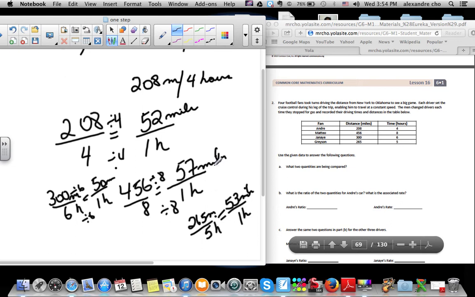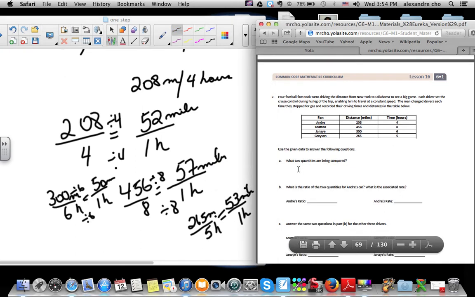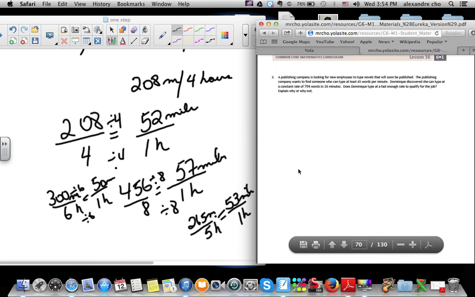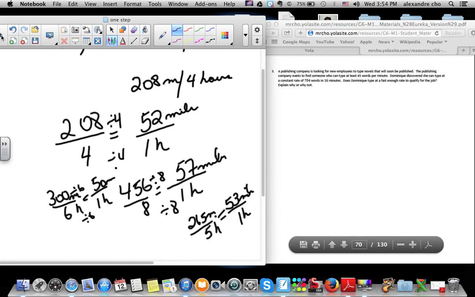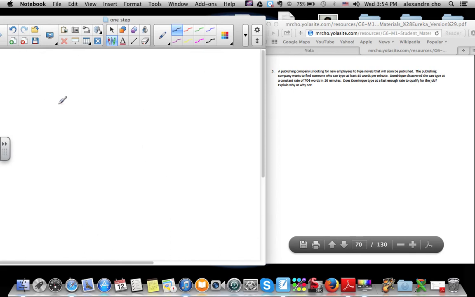Alright, so that's that. Let's see what else there is on that page. There's nothing else, so we're going to page 59. A publishing company is looking for new employees to type novels that will soon be published. The company wants to find someone who can type at least 45 words per minute. So here's our ratio: 45 words in 1 minute. They gave it to us as a unit rate, which is even better.